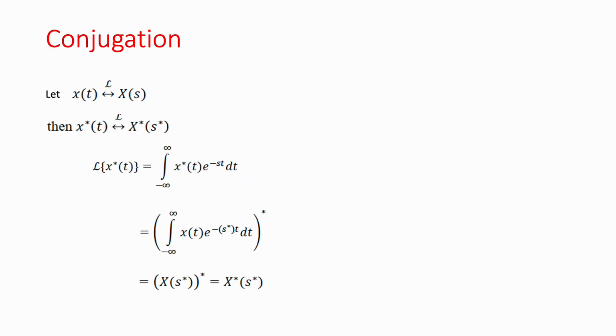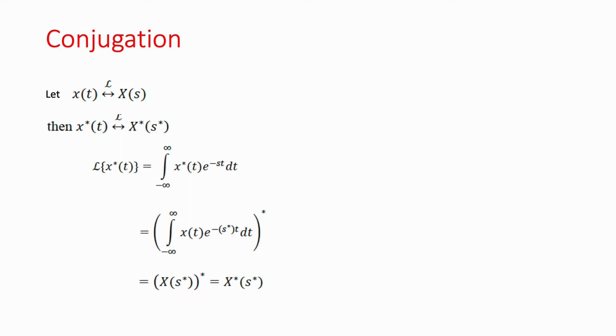The next property is the conjugation property. The conjugation property is: x conjugate of t. If you take the Laplace transform, you should get X conjugate of s conjugate. So this is the statement of the conjugation property.